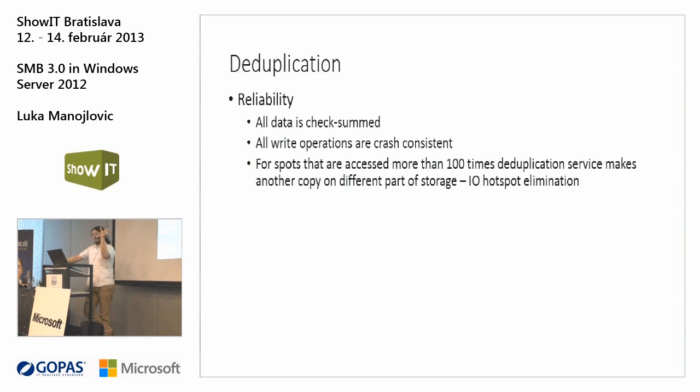And if this part is accessed more than 100 times, deduplication will make an additional copy of it. Because if we are always accessing data on the same part of the disk, we are risking that part of the disk will become unreadable and we will lose everything. So we are eliminating this so-called IO hotspot by detecting which data is accessed more than 100 times. So you don't have to think about that and have problems with that. The system will do it by itself.